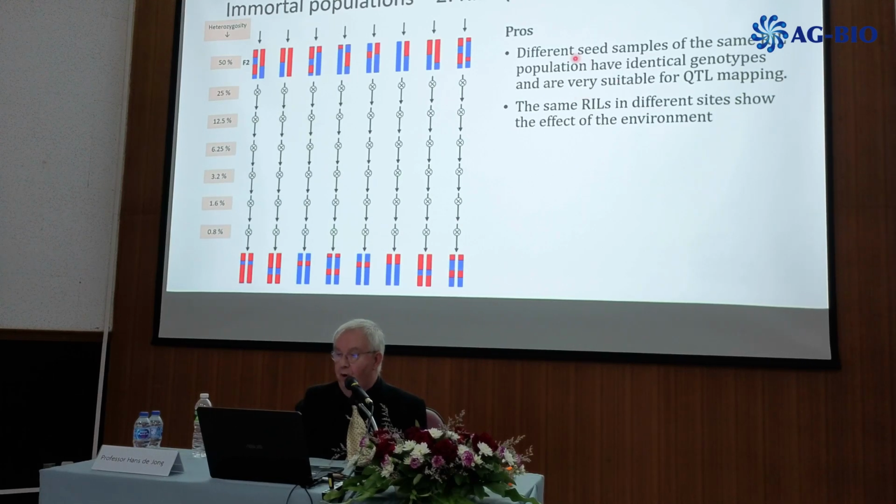So in summary, the pros, the advantages: different seed samples of the same RIL population have identical genotypes and are very suitable for QTL mapping. The same lines in different sites show the effect of the environment. My very appreciated colleague in Wageningen, Professor Martin Koornneef, was one of the first to produce large numbers of recombinant inbred lines in Arabidopsis. Actually, he did not do it himself. He had a very appreciated assistant, and she worked for many, many years and produced a large number of recombinant inbred lines between accessions of Arabidopsis.